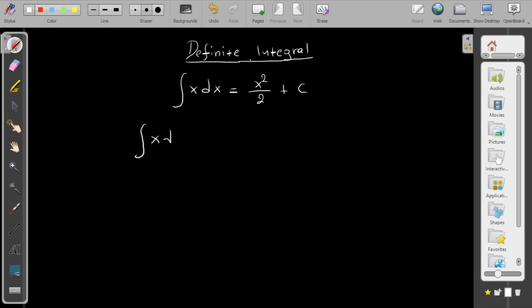What's the integral of x dx? But now I have boundaries. Let's say from 1 up to 5. Now the boundaries, I have a lower boundary and the upper bound. Now I put the smallest value down and the biggest up. Now in this case, how much is it going to be?